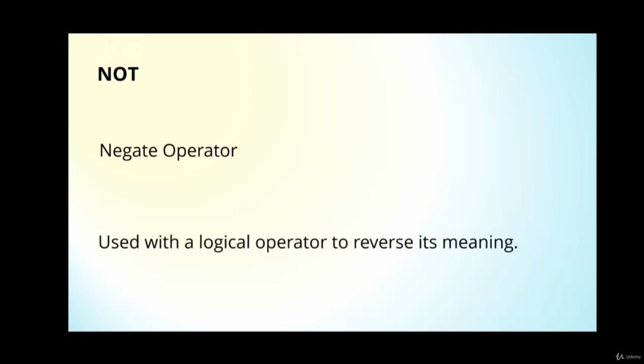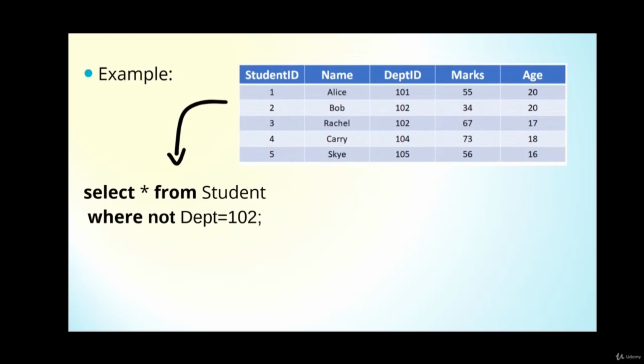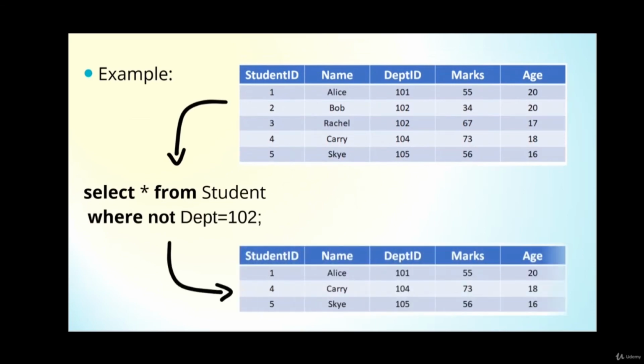Next operator is the NOT operator. It is a negate operator which is used to reverse meaning. For example, if we want to find the details of those students who do not belong to department 102, I'll write the query as select star from student where not department is equals to 102. So it will display details of all those students who do not belong to department 102.